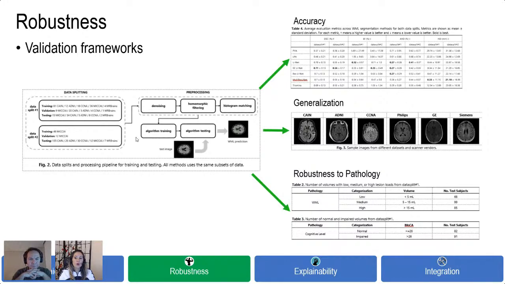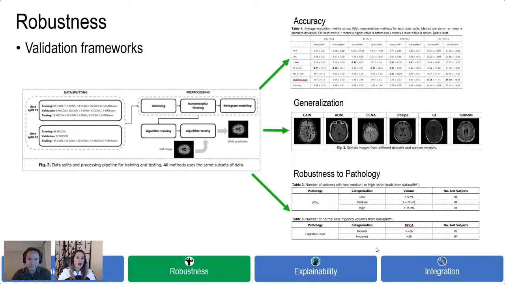And we don't just focus on accuracy, which has been the de facto standard for many years, because we also need to know: is it going to be reliable? Is it going to work on prospective data? That would be the generalization. So we looked across data sets, and we also looked across scanning devices. We also looked at whether there's robustness to pathology.